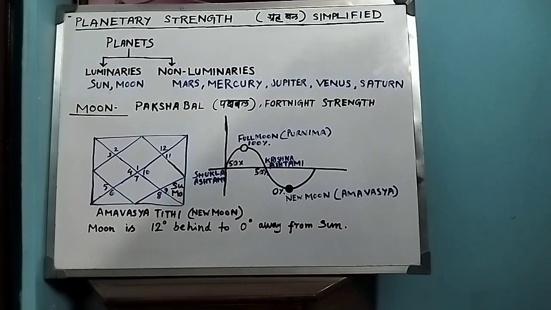So, when you assess the strength of moon just by having a glance at the chart, forget the Rasi placement, Varga placement, and all the other details. Just through analyzing the Pakshabal or fortnight strength of moon, you can accurately assess the strength of moon.